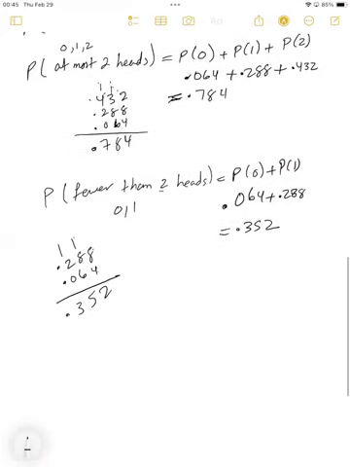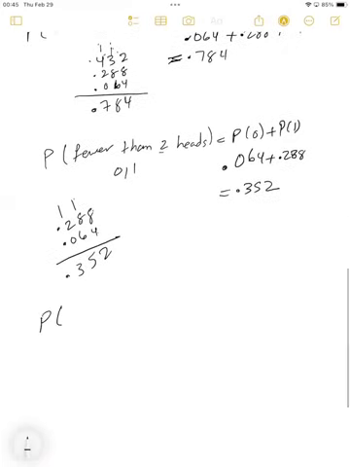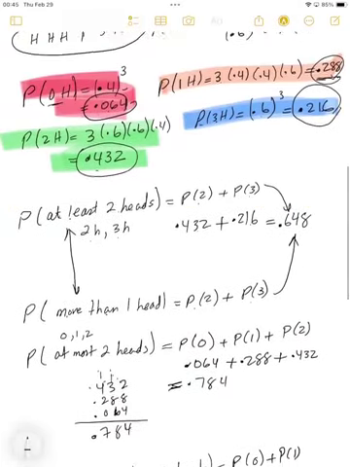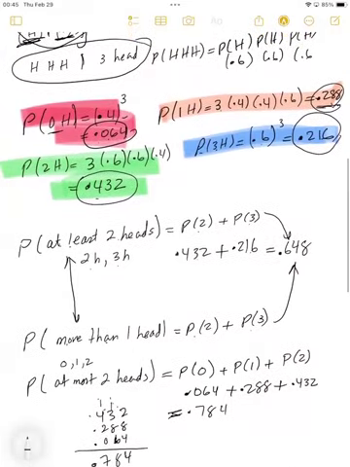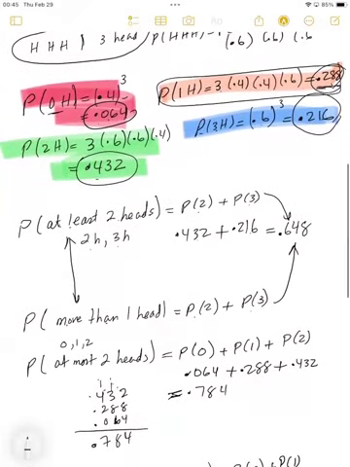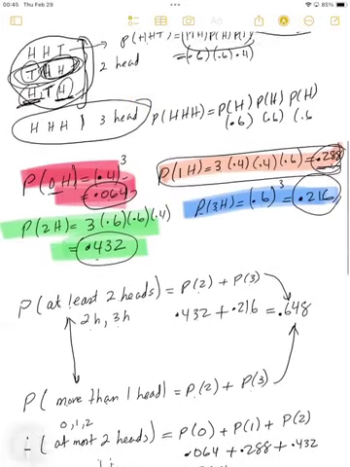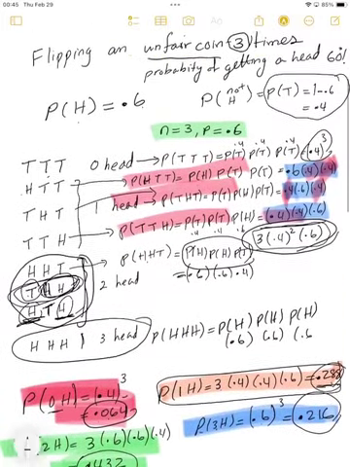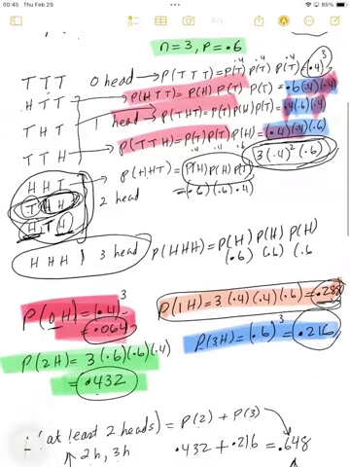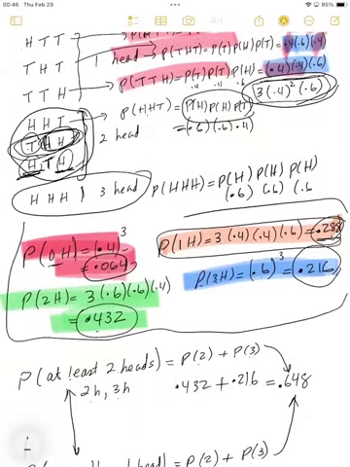What is the probability of having exactly one head? We already have the answer here. This one. Having exactly one head, that's the answer. So it's 0.288.